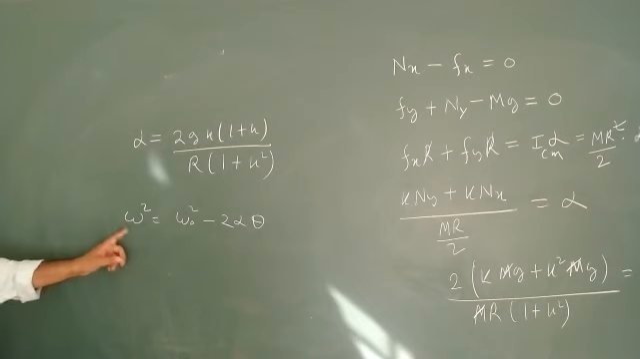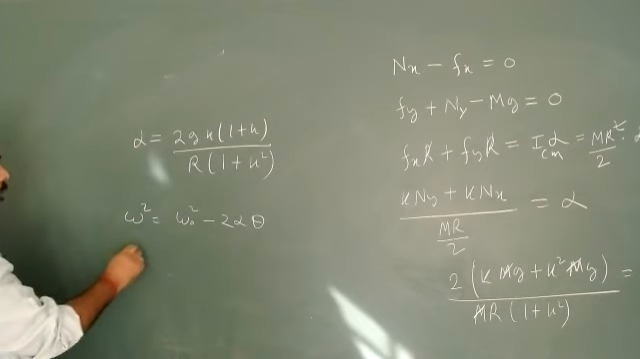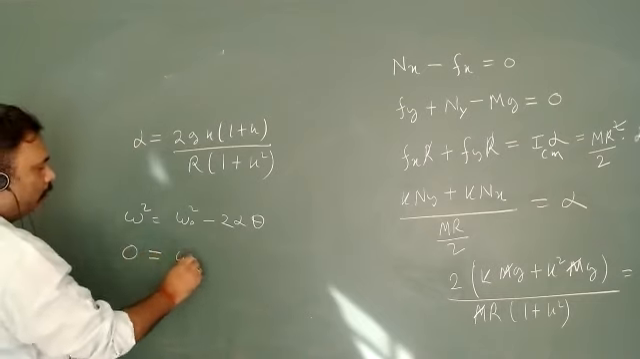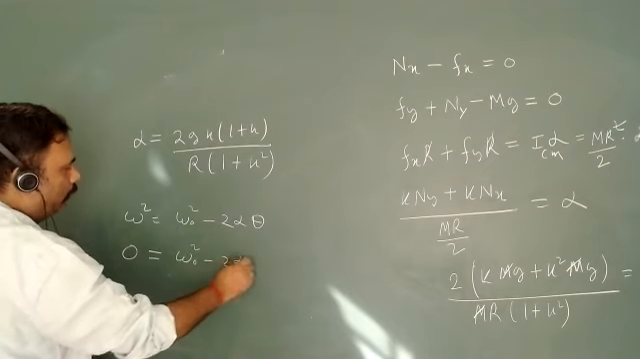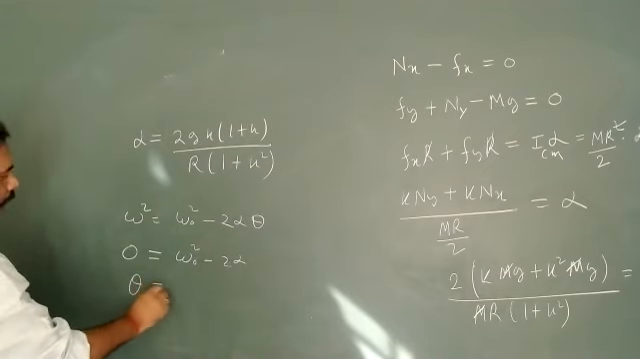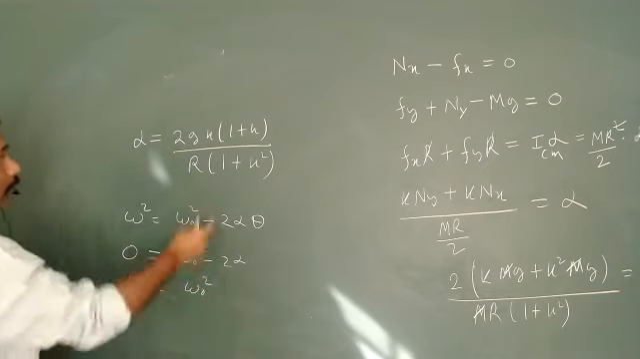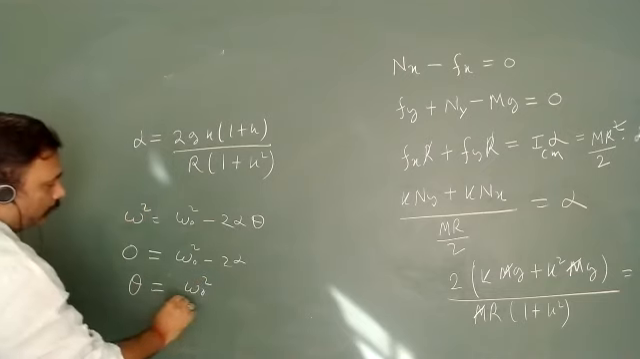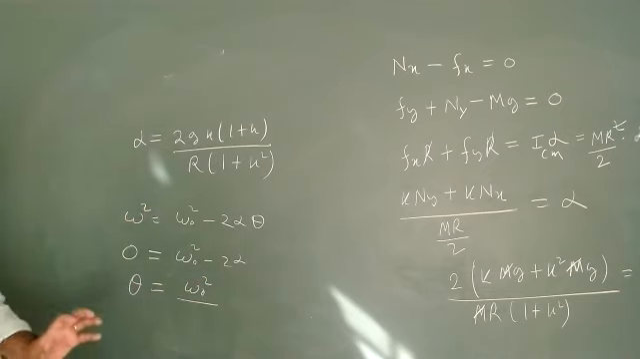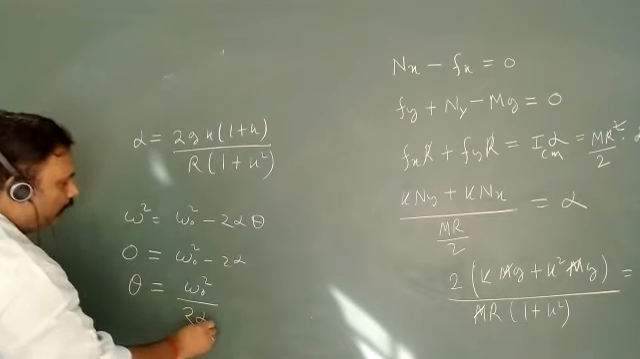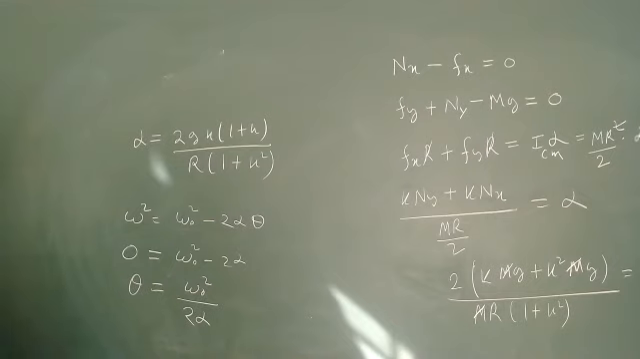And what will be the final omega? The final omega is 0. And this will be omega naught square minus 2 alpha theta. So I can get the value of theta. That will be omega naught square, which is the initial angular velocity we have given with the help of some motor or something else, divided by 2 alpha. So I can put this value of alpha here.